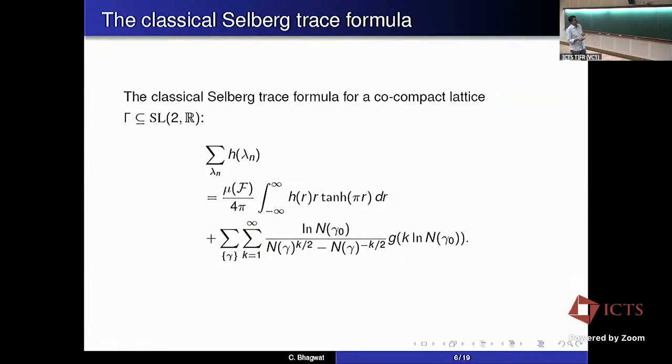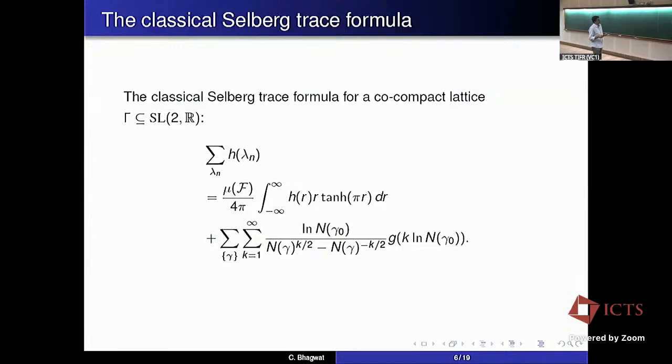And then you get a certain term corresponding to gamma equal to identity, the trivial constant loop. And essentially mu of f will be the volume of the fundamental domain, and so on. And this H will be a Fourier transform. What comes here? So just a one line description.